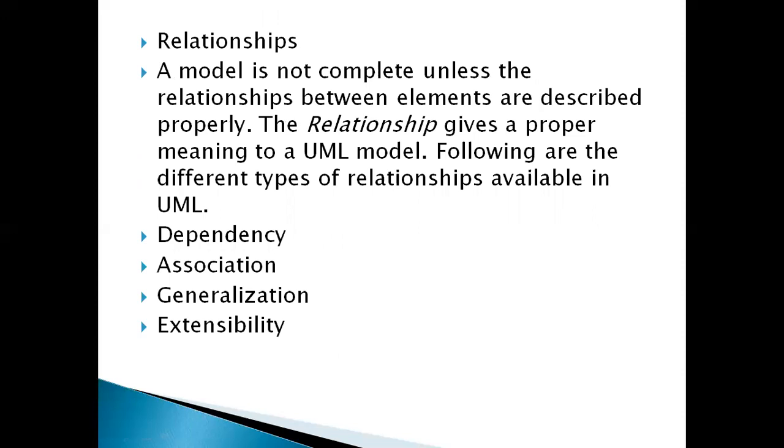Relationship. A model is not complete unless the relationships between the elements are described. Okay, relationship is very important to define the elements which are used in the model. The relationship gives the proper meaning of the UML diagram. Following are the different types of relationships available: dependency, association, generalization, extensibility.